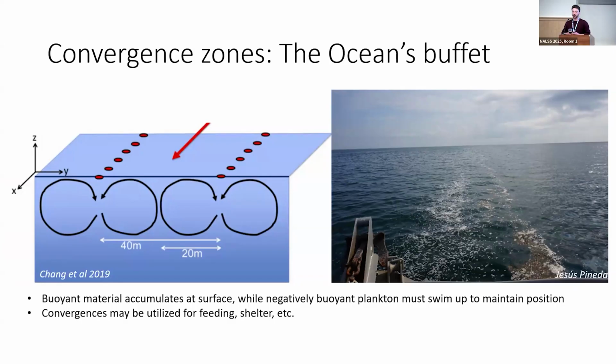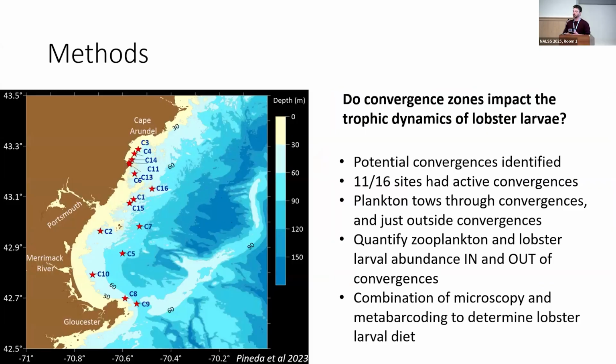And it's been shown in the larval fish literature that larval fish utilize these as important feeding grounds and as microhabitats. And anecdotally, in observations over the years, people have also seen lobster larvae associating with these convergence zones. But there hasn't been a pointed study of this. And so we became interested in this question: do convergence zones impact the trophic dynamics of lobster larvae? Are lobster larvae also utilizing these microhabitats as important feeding grounds?